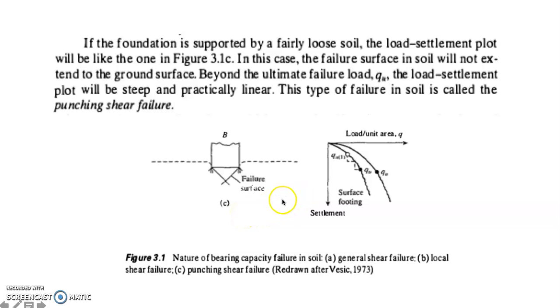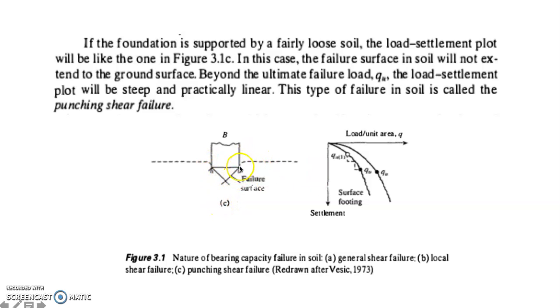This type of failure is called the punching shear failure. So for this one, this is an illustration for punching shear failure. For punching shear failure, the soil outside the loaded area remains relatively undisturbed, and there is a minimal movement of the soil on both sides of the footing. So the deformation is directly below the footing.